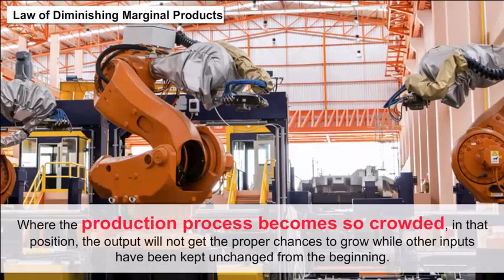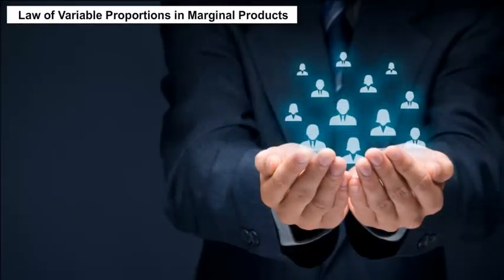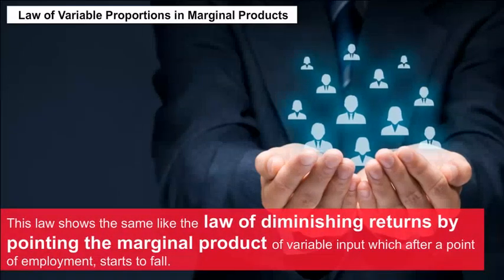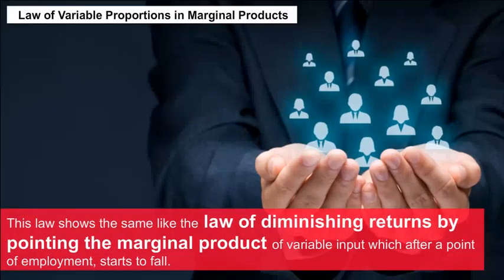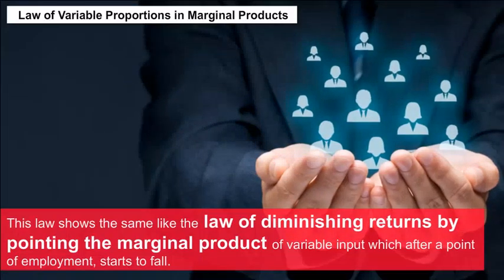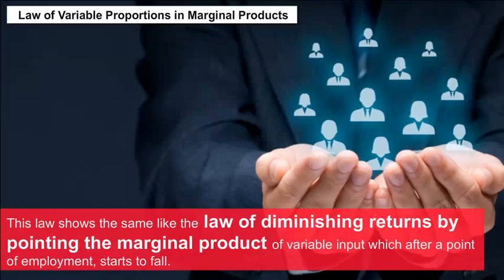unchanged from the beginning. Law of variable proportions in marginal products. This law shows the same like the law of diminishing returns by pointing the marginal product of variable input, which after a point of employment starts to fall.